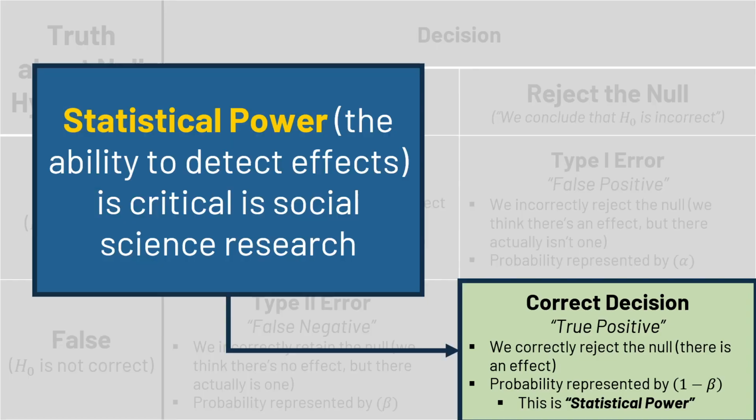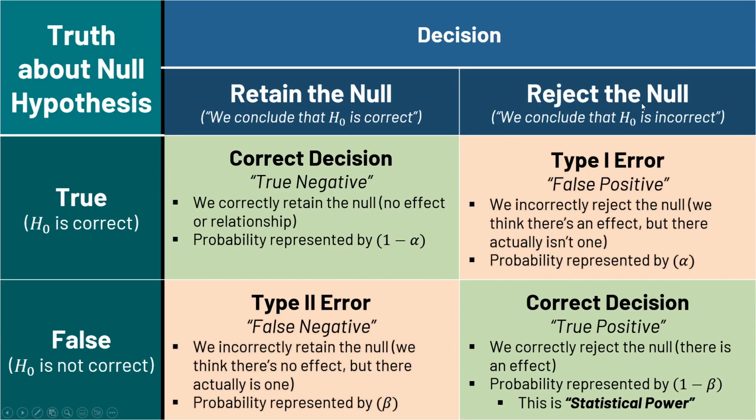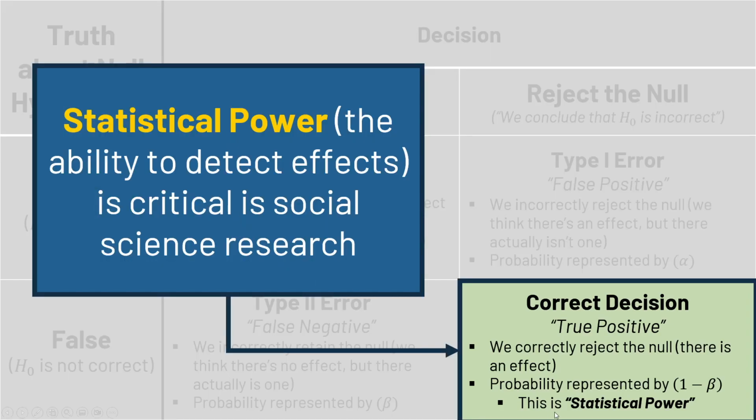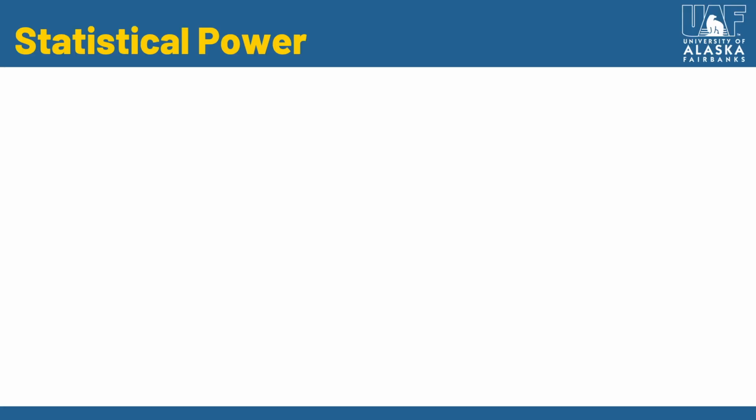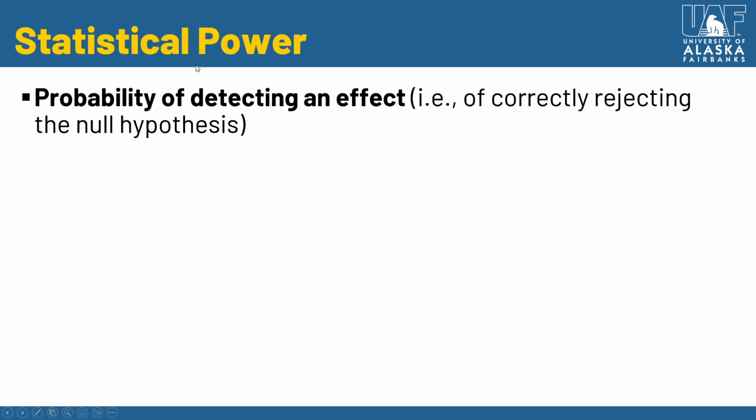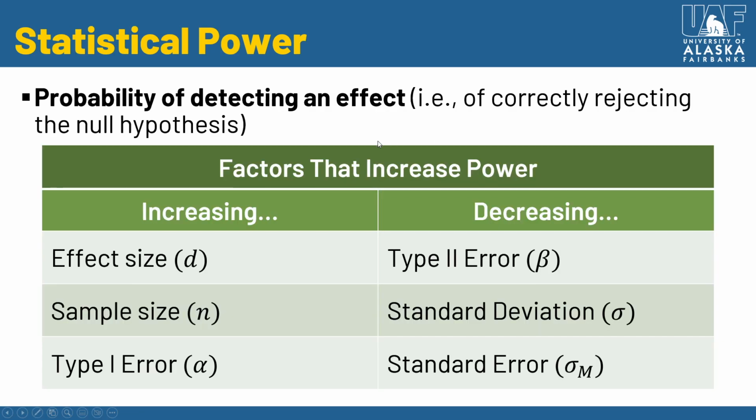You've already seen this, but I do want to mention statistical power. And that is the ability, quite literally, to detect effects. Or if we go back here, rejecting the null, right? We're saying that we don't want the null hypothesis. We're looking at the alternative. We think the null is incorrect. And when that's a correct decision, a true positive, that is detecting an effect, right? And so the probability of doing that is statistical power, the ability to detect effects, and that's absolutely critical in social science research. Or in other words, the probability of detecting an effect or of correctly rejecting the null hypothesis.